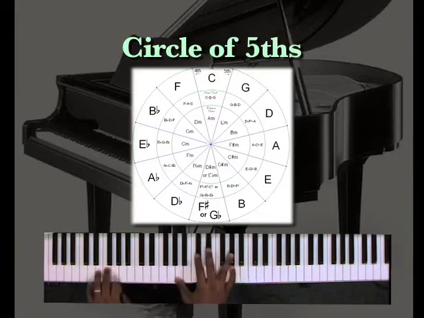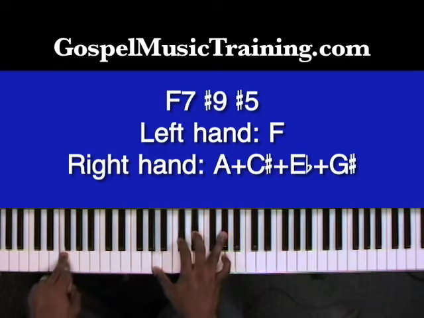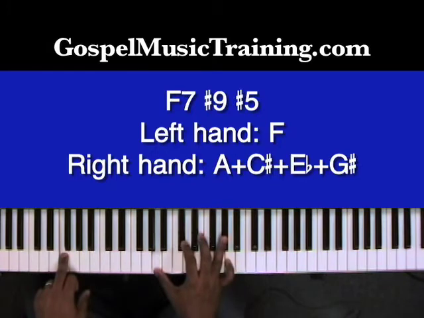Okay, so what I would do, maybe add that chord in, is what we call an F7 sharp 9 sharp 5, one of those altered chords that sound very good. Spelled out, it's F on the left, A, C sharp, because it's a sharp 5, E flat, and G sharp, the sharp 9. So we got the sharp 5 and the sharp 9.